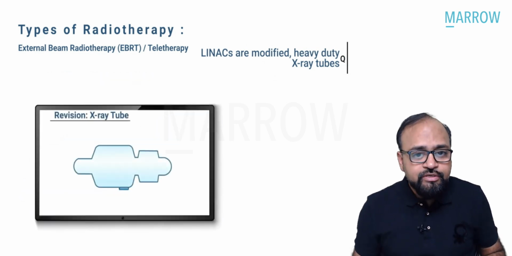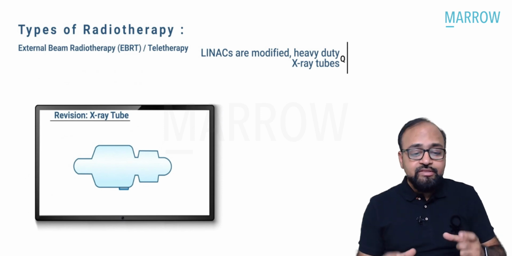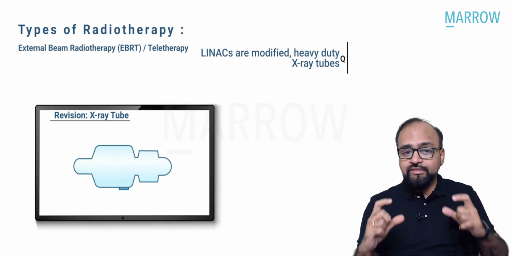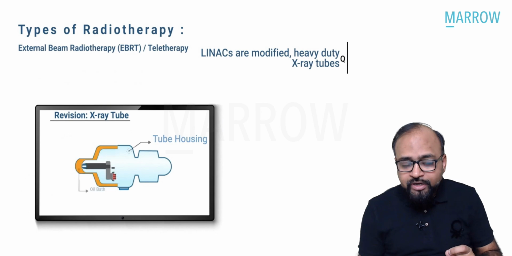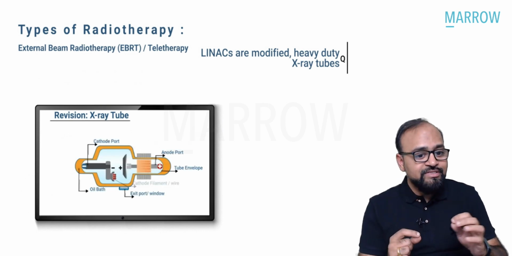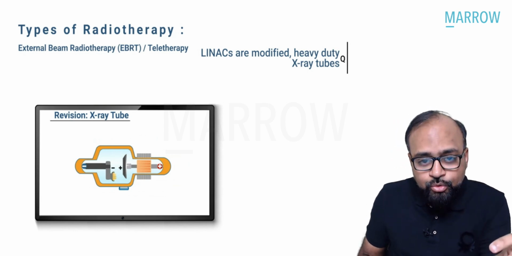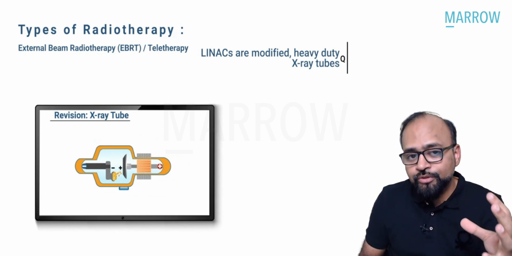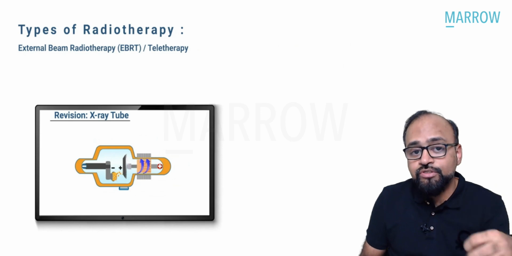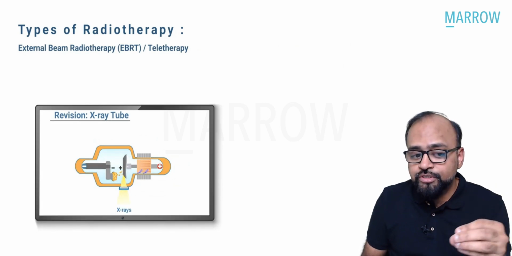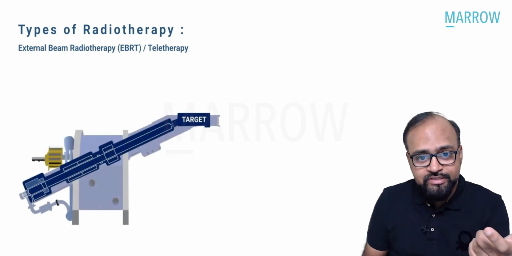Let us revise an X-ray tube. If you remember, there is a tube housing, there is an oil bath, there is a tube envelope, right? Within it, there is vacuum, there is a cathode, there is an anode. When we pass an electric current through the cathode, what is going to happen? Electrons are going to be released, right? These negatively charged electrons are pulled towards the positive end, the anode. They hit the anode, and X-rays are produced.